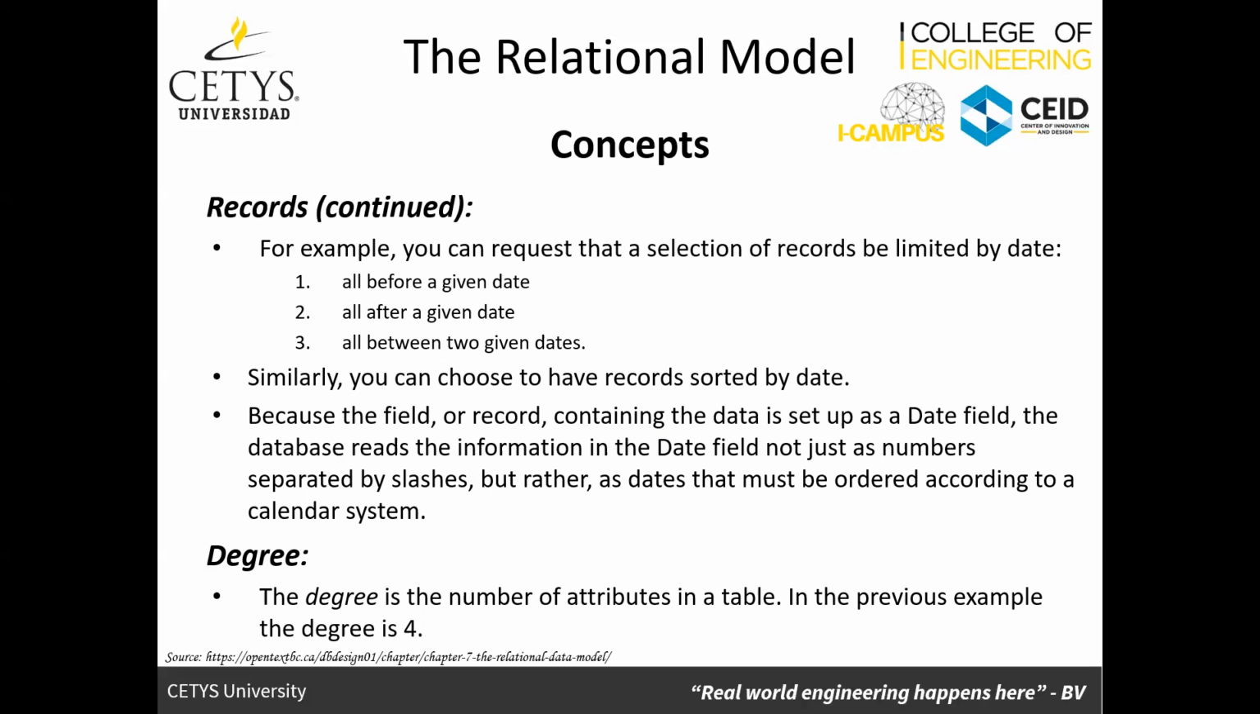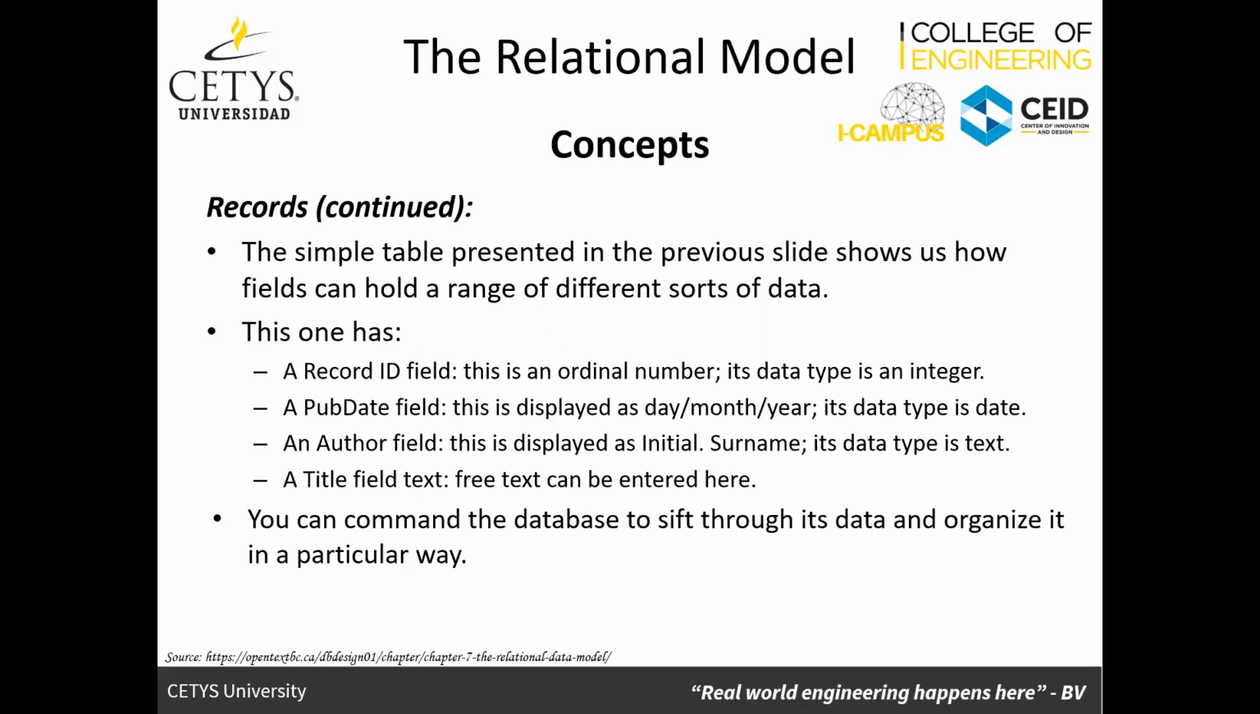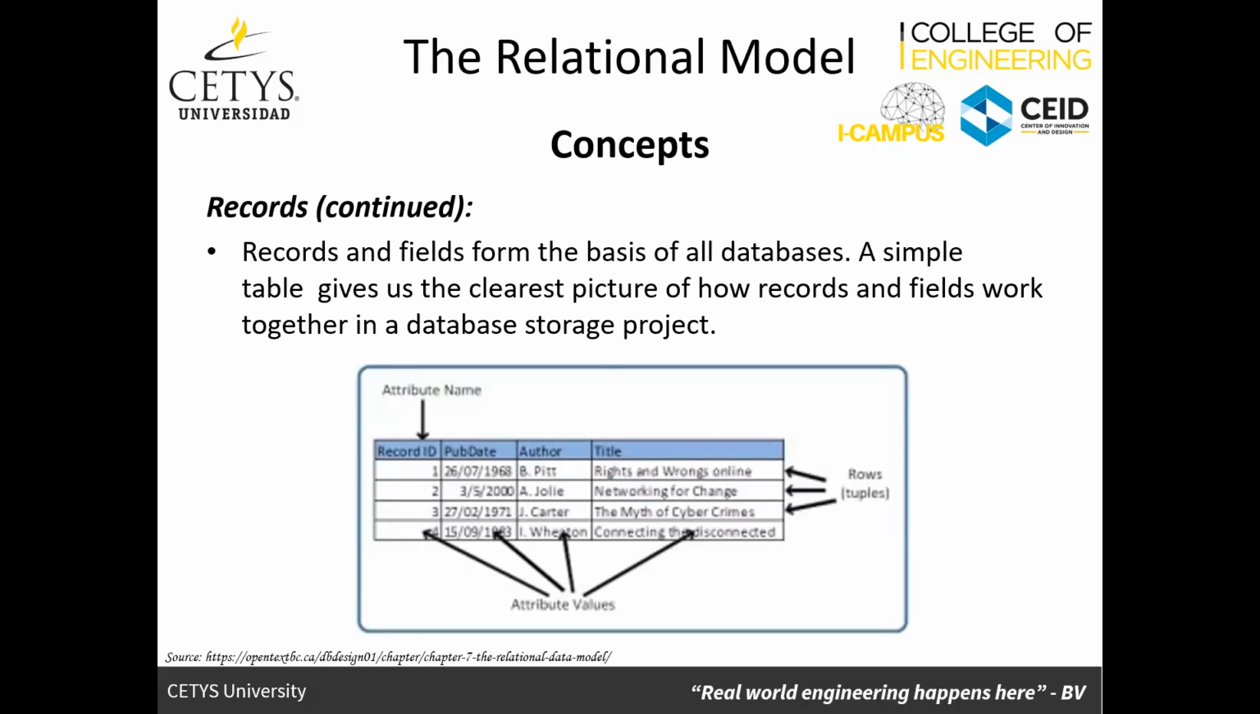Another concept is what's called the degree. The degree is going to be the number of attributes that we have in a table. So, for example, in this one that we were talking about here, how many attributes do we have? We have 4 attributes. So we said that that table is of degree 4. Okay? So the number of attributes is going to be the degree.